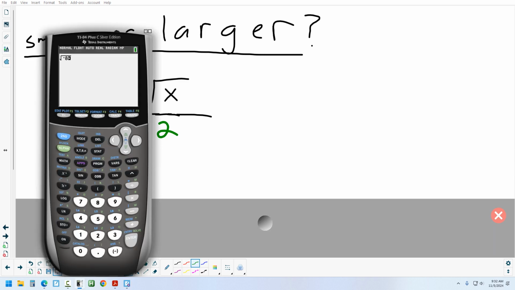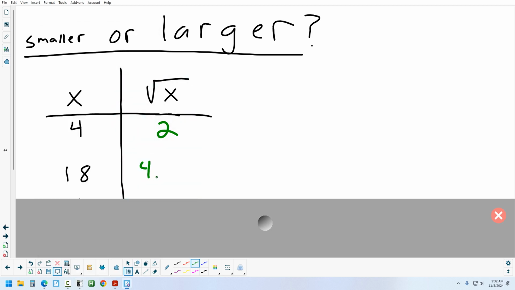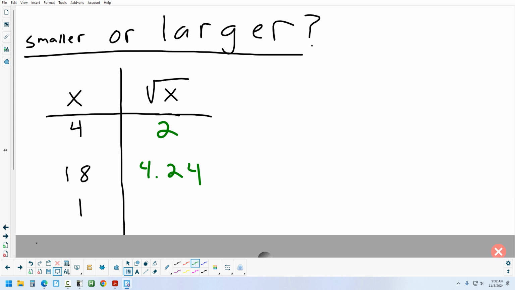Okay. Let's try 18. Not a nice answer, but we could just type it in. 4.24. So what does it look like happens when you take the square root? Okay, it looks like it gets smaller. Let's try this one. What's the square root of 1? 1. What happened there? Stays the same. All right, so maybe when you take a square root, it either gets smaller or it stays the same.